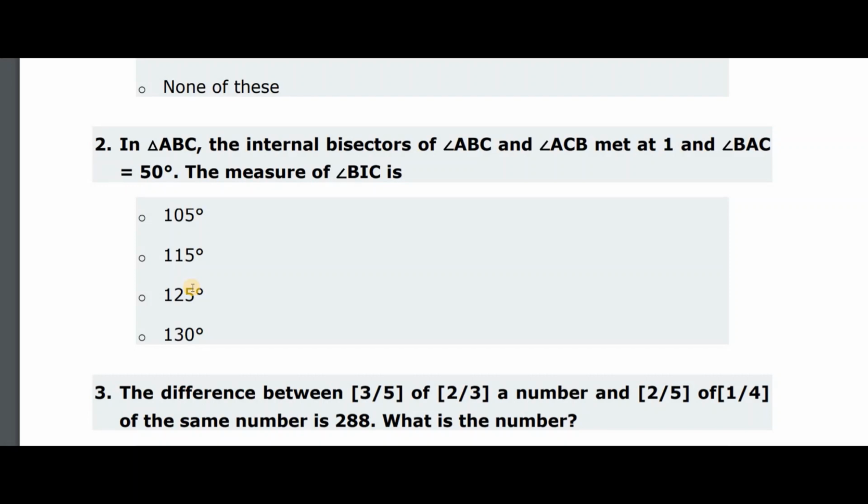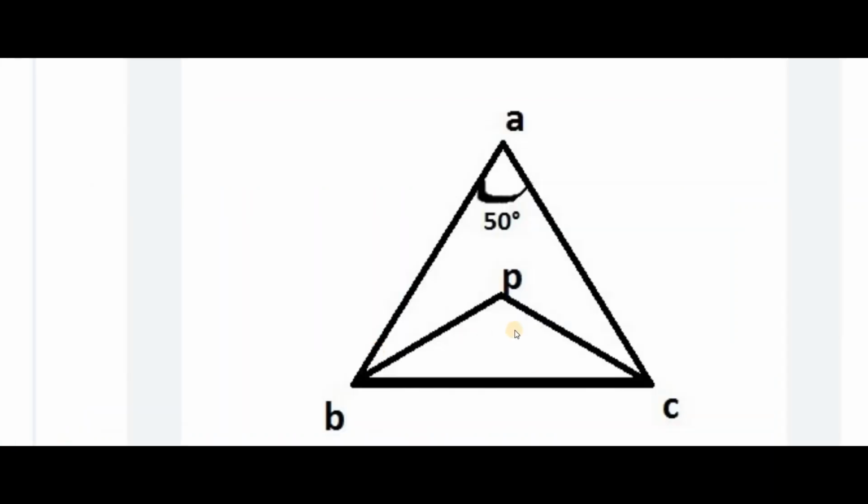In triangle ABC, the internal bisectors of angle ABC and angle ACB meet at I, and angle BAC equals 50. The measure of angle BIC will be? So this will be the diagram for the given question. So I is the incenter of the triangle. So angle BIC we want is 90 degrees plus BAC by 2.